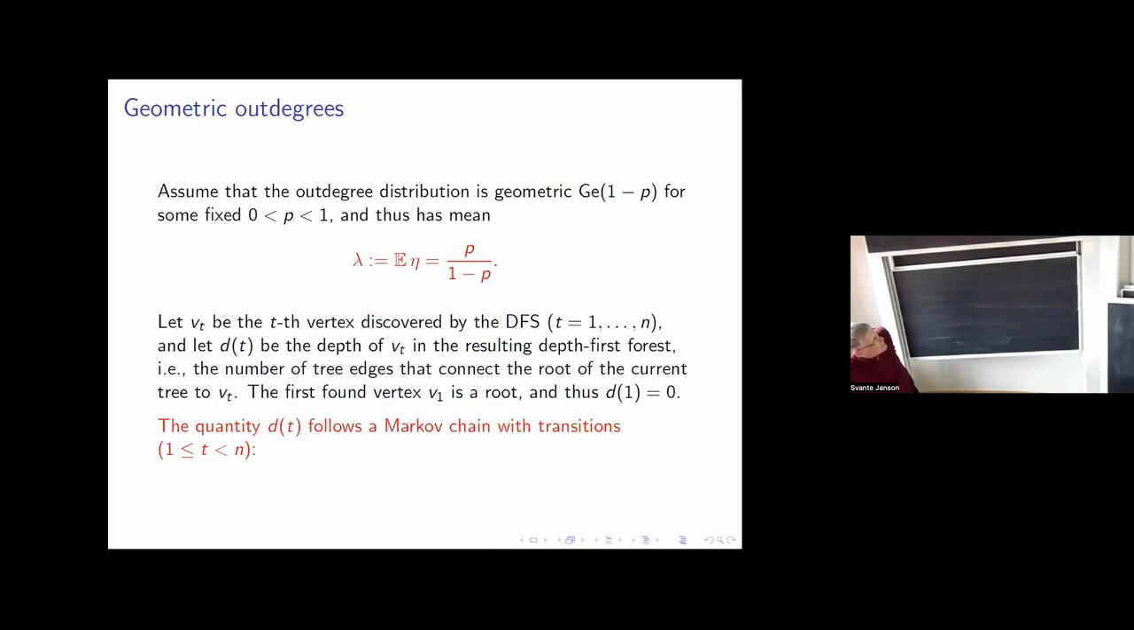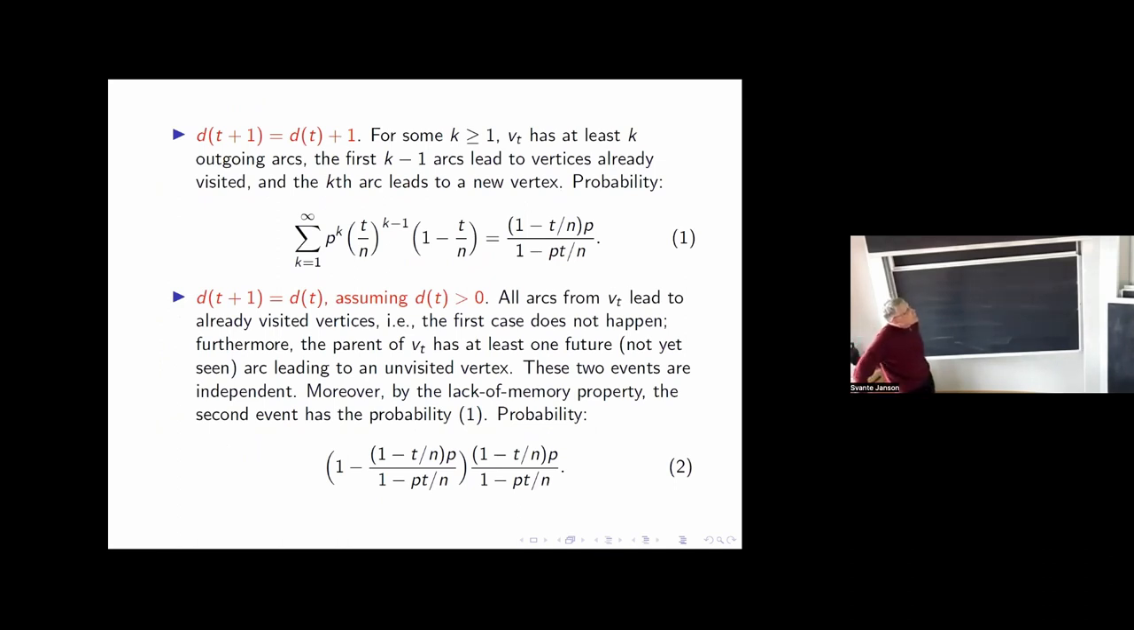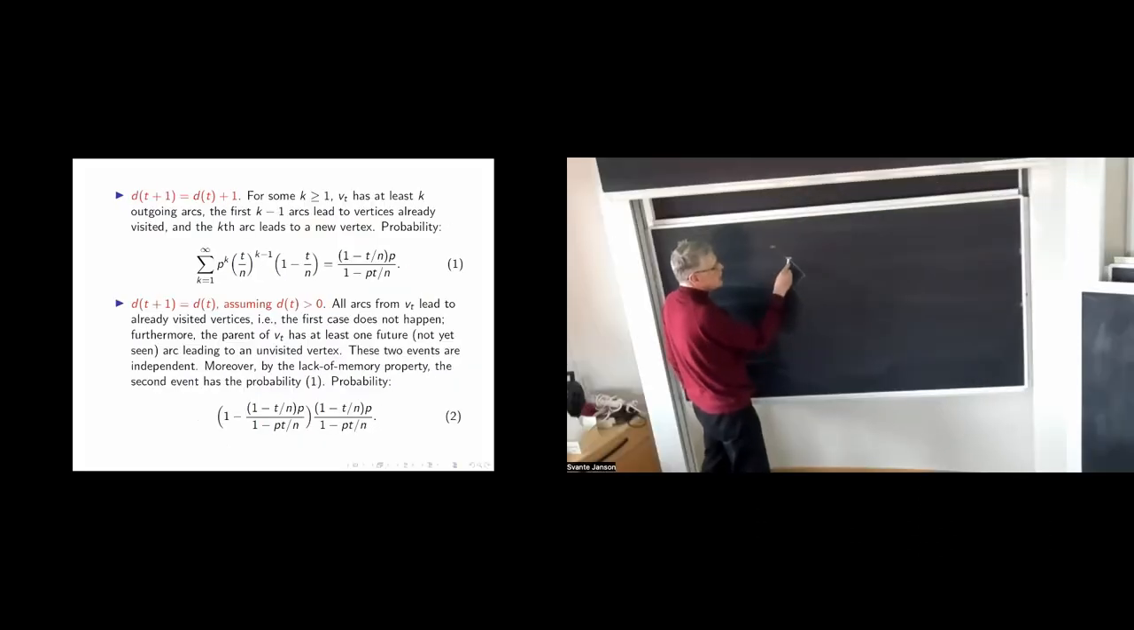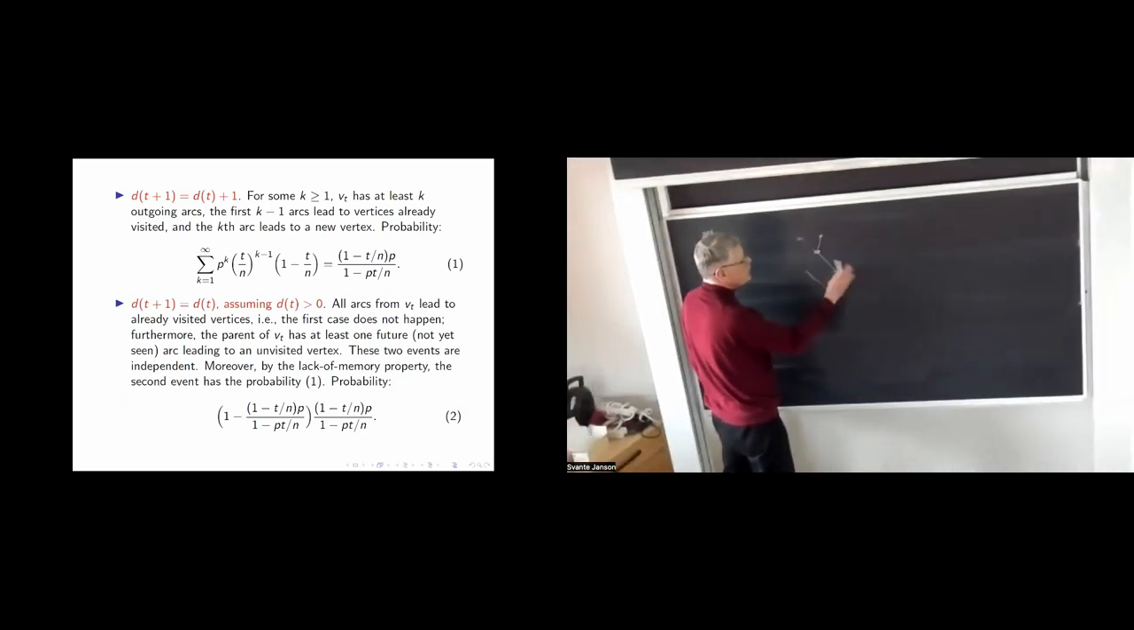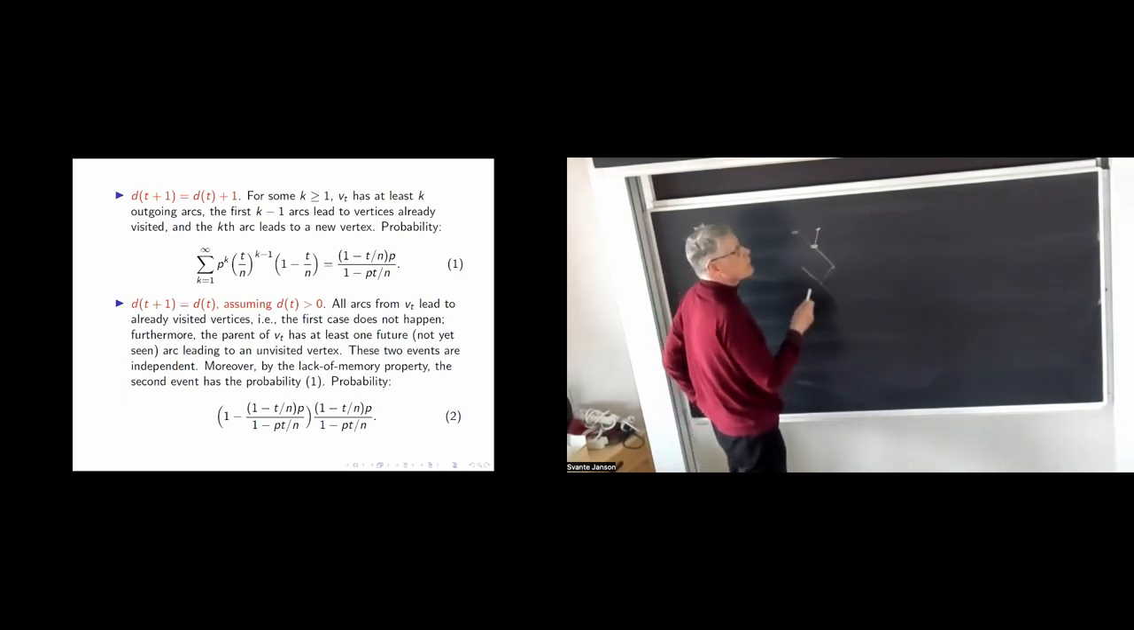And the crucial thing in the analysis is that now, with geometric altitude distribution, this quantity will follow a Markov chain with some rather simple transitions. So I don't go into all details here, but the point is that depth can increase by one. Well, that obviously happens when we have proceeded in the tree we are examining. If we check an arc from this vertex and it leads to a new vertex which we haven't seen before, then that will have a depth which is one more.